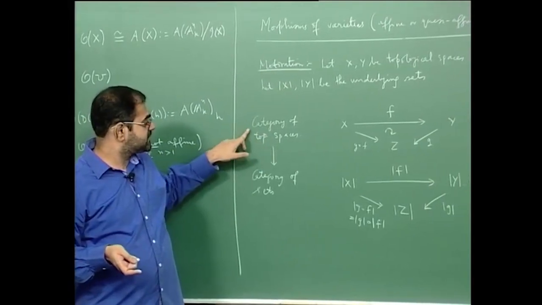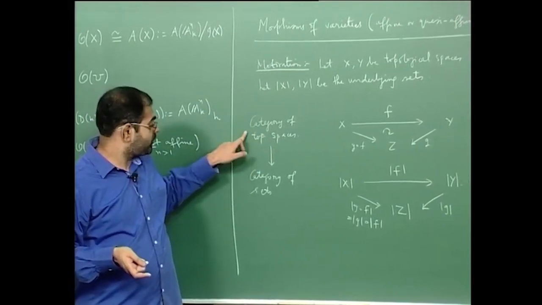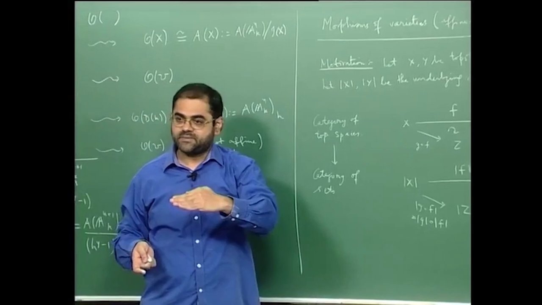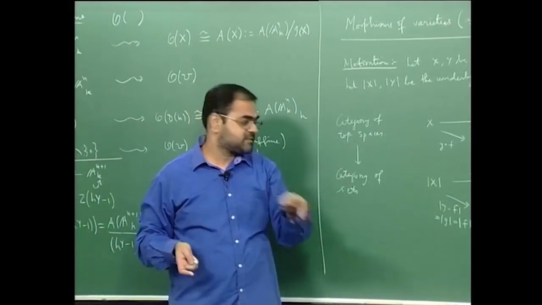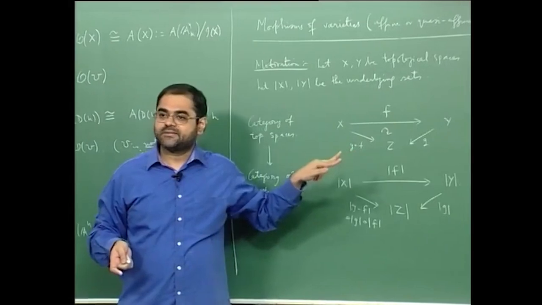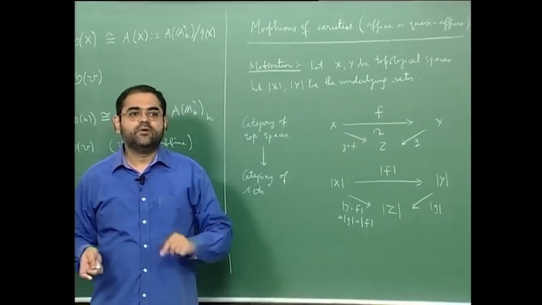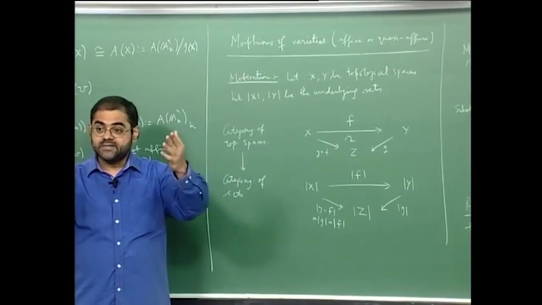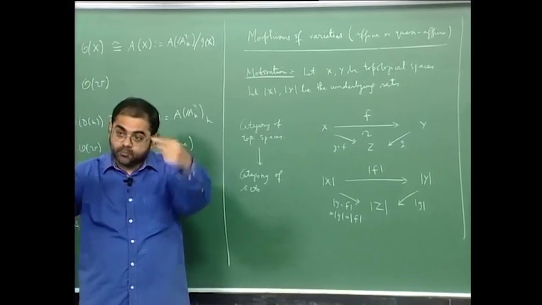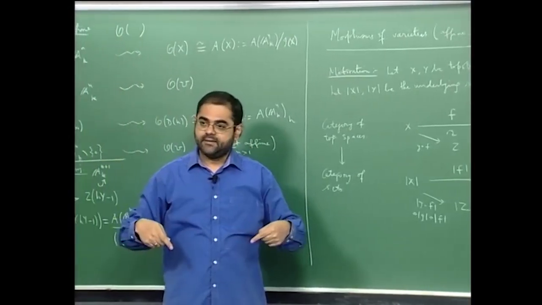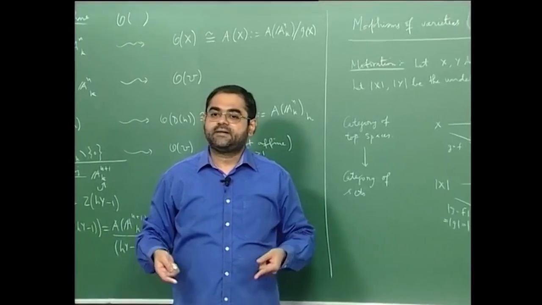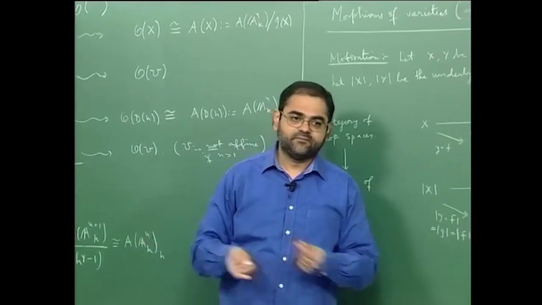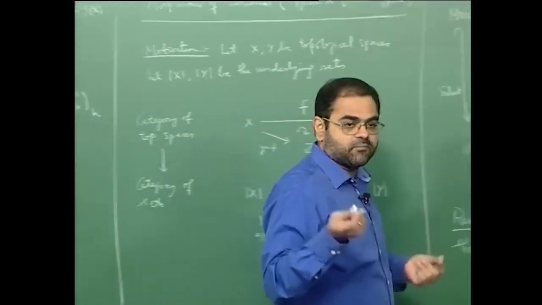You will have to replace this forgetful functor from topological spaces to sets by the next higher level, which is from varieties to topological spaces. So what you must assume at the base is not just a map of sets. You should already assume a map at the level of topological spaces. So what is the correct definition of a morphism of varieties? It is a morphism of the underlying topological spaces, namely a continuous map, which under pullback takes regular functions to regular functions. That is the definition. Okay, so with that definition you can define what a morphism of varieties is.